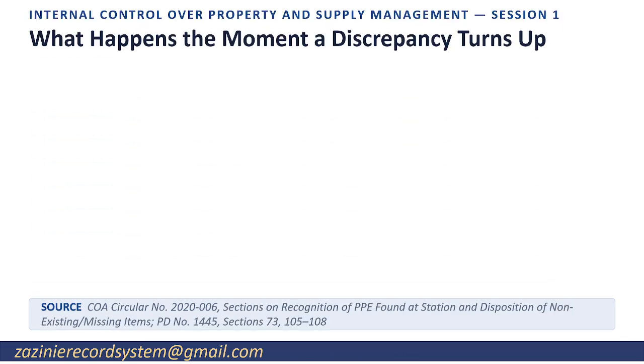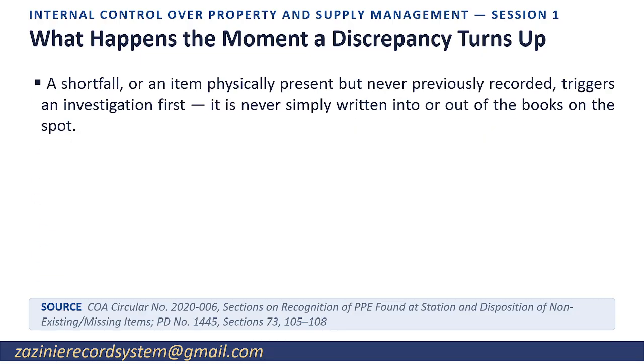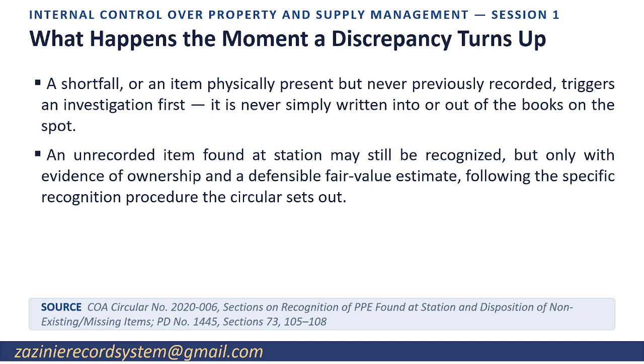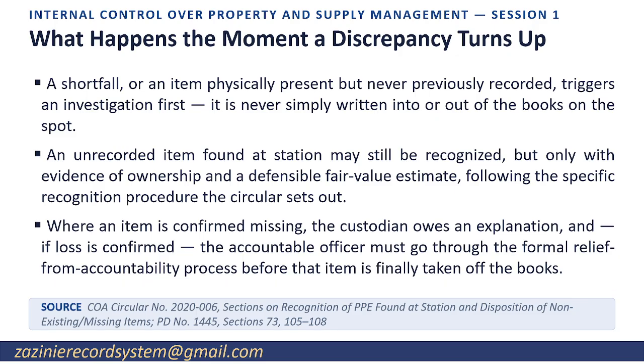What happens the moment a discrepancy turns up? A shortfall, or an item physically present but never previously recorded, triggers an investigation first. It is never simply written into or out of the books on the spot. An unrecorded item found at station may still be recognized, but only with evidence of ownership and a defensible fair value estimate, following the specific recognition procedure the circular sets out. Where an item is confirmed missing, the custodian owes an explanation, and, if loss is confirmed, the accountable officer must go through the formal relief from accountability process before that item is finally taken off the books.